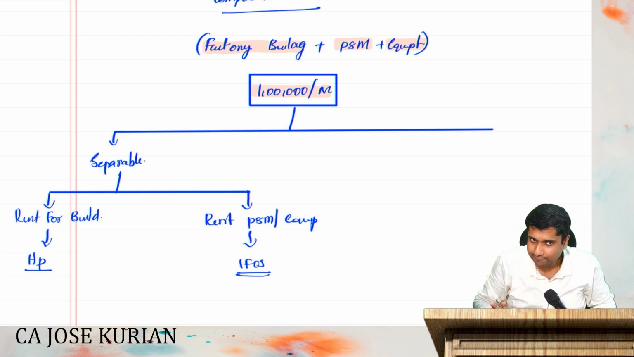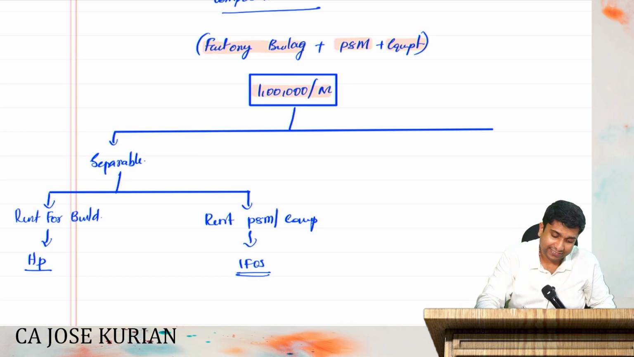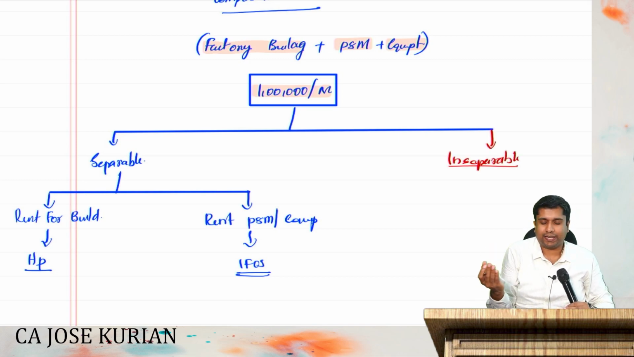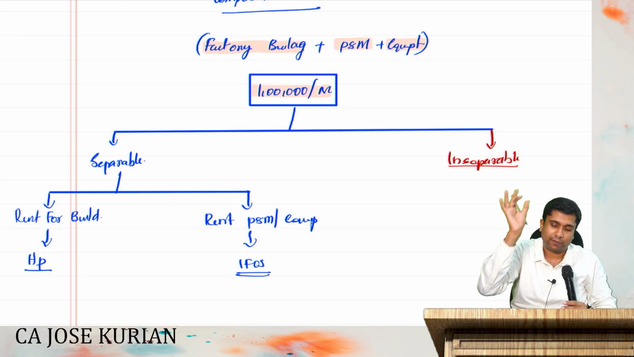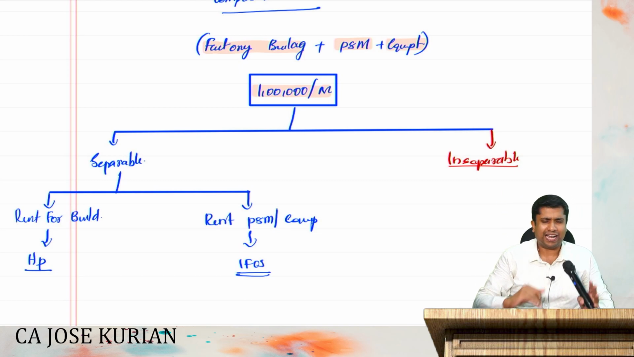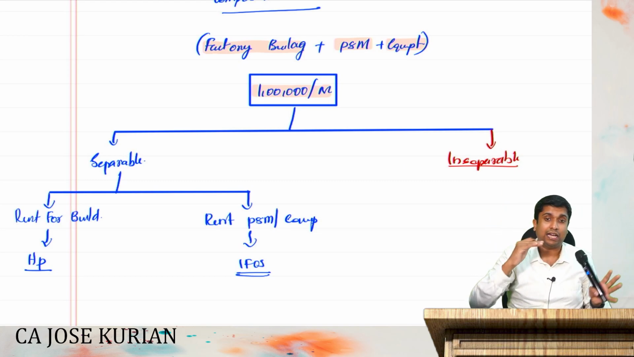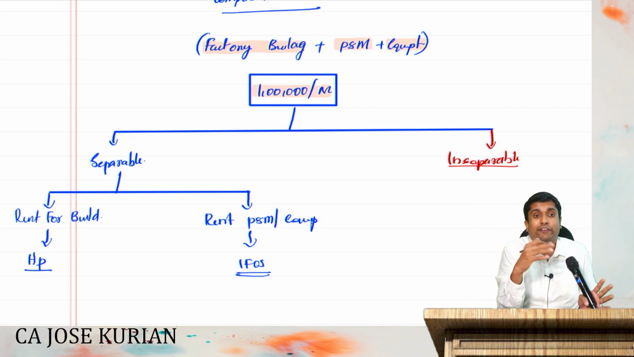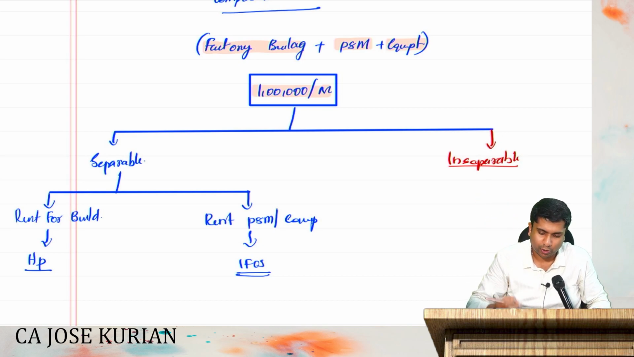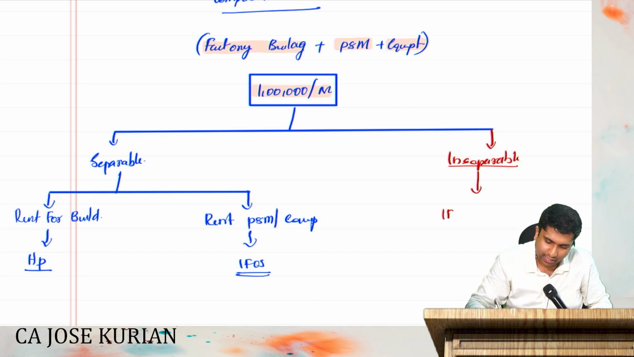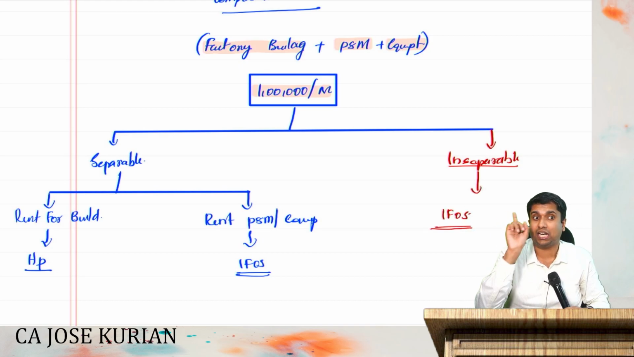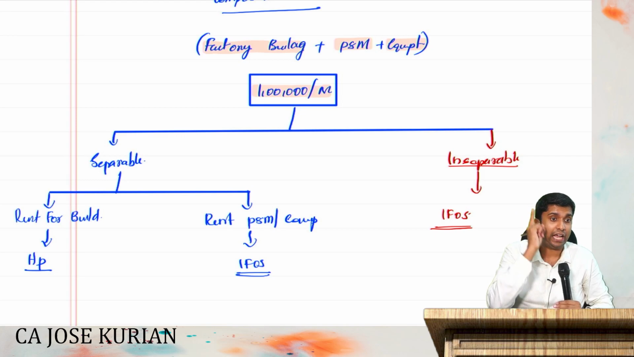Are you all listening? Now, what if it is inseparable? What do you mean by inseparable? I don't know how much rent is for the building, how much for the plant and machinery, how much for the equipment. I simply said I want 1 lakh per month, and the tenant said okay. I cannot bifurcate it from the rental agreement. Then the entire rent has to be assessed under IFOS, not under house property.